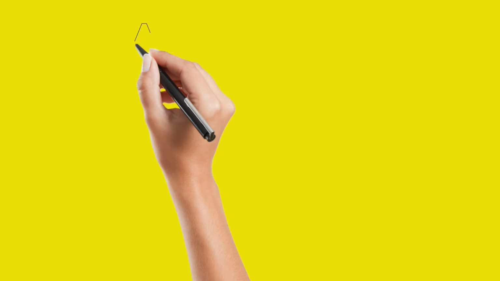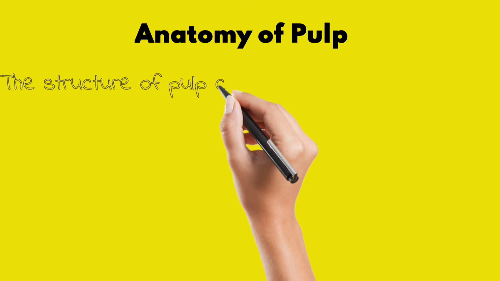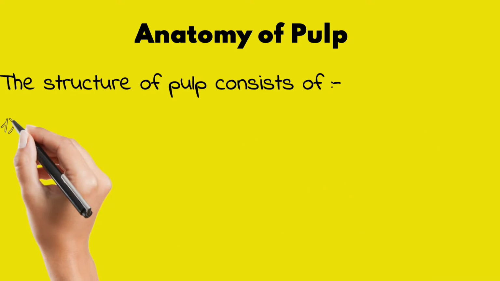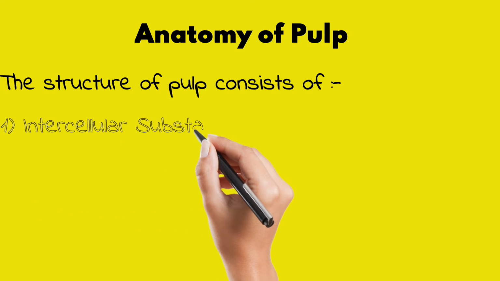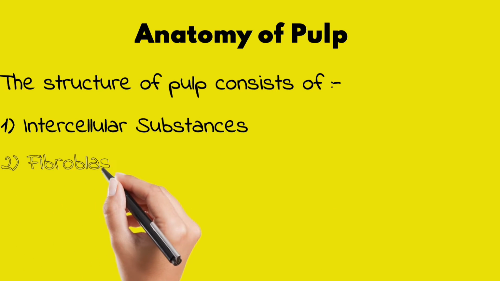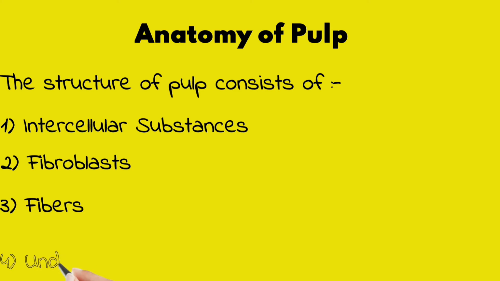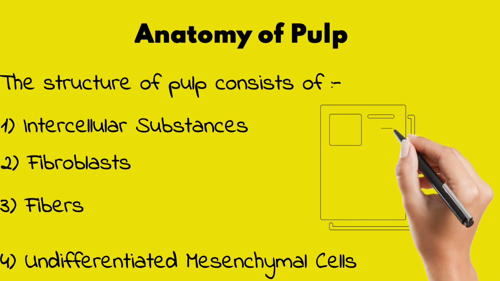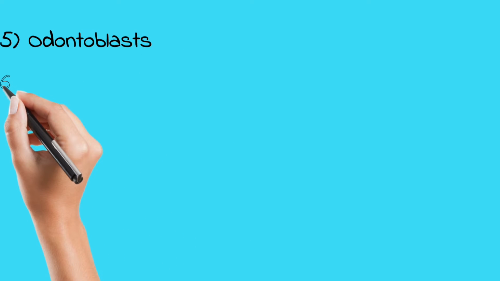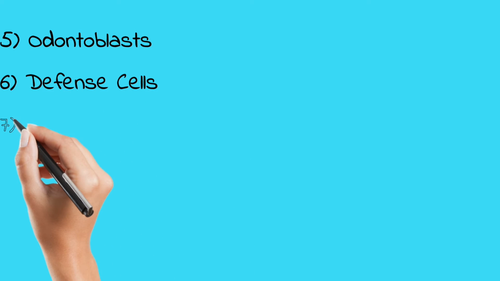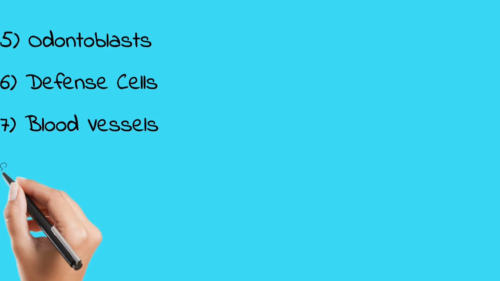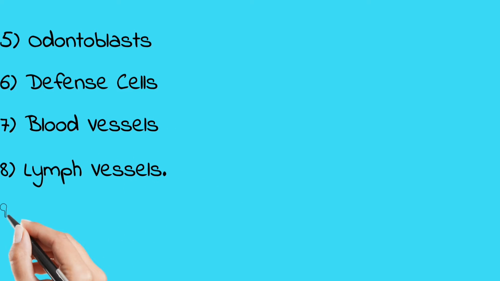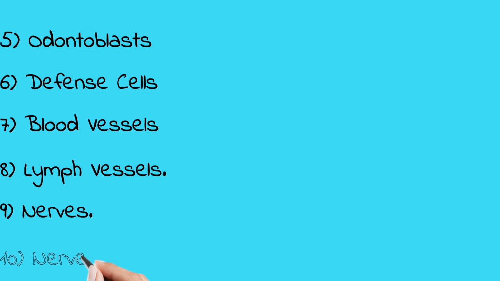Next, let's start with the anatomy of the pulp. The structures of the pulp consist of mainly 10 types of anatomy. These 10 types are the intercellular substance, the fibroblasts, the fibers, the undifferentiated mesenchymal cells, and next we have the odontoblasts, the defense cells, the blood vessels, the lymphatics, the nerves, and the nerve endings. We have to learn these 10 different anatomical parts of the pulp in detail in the upcoming slides.